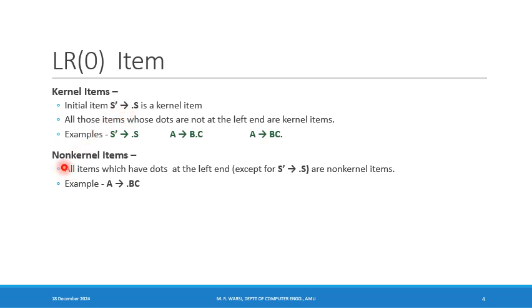Now the non-kernel items are those in which the dot is at the leftmost position. For example, capital A derives dot BC, the dot is at the leftmost position, so this is a non-kernel item. Now once again, the LR0 item S dash derives dot S is a special LR0 item which is considered to be kernel, though the dot is at the leftmost position. It is not considered to be non-kernel, rather it is considered to be a kernel LR0 item.